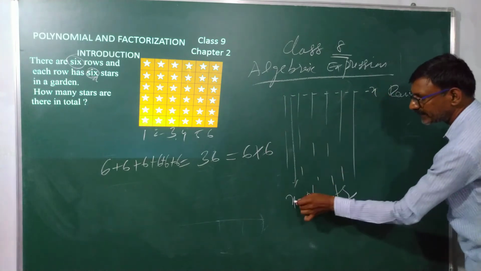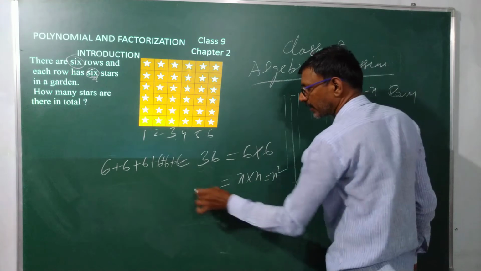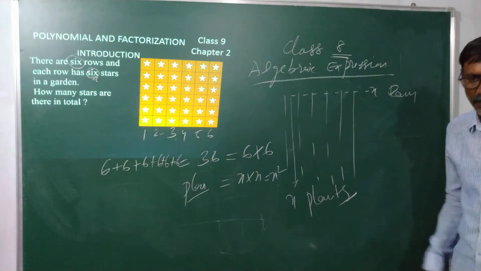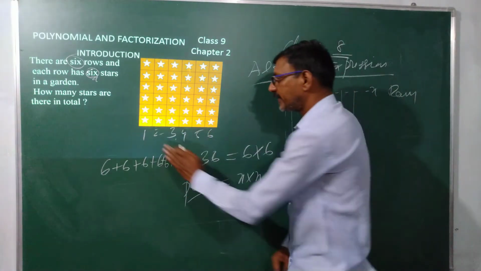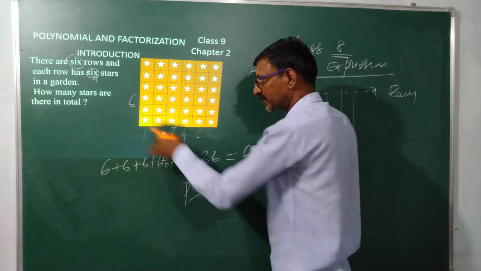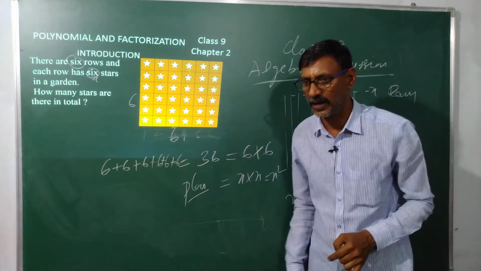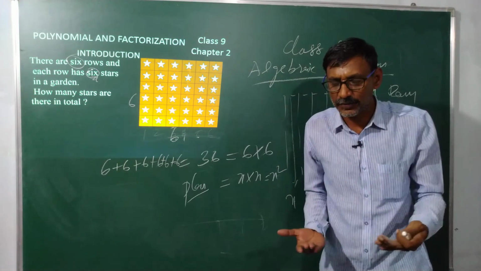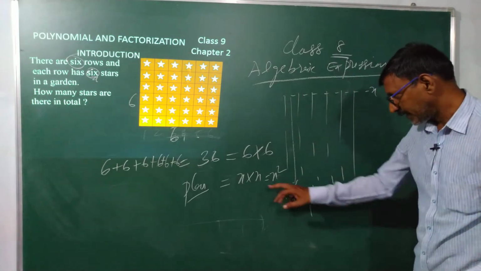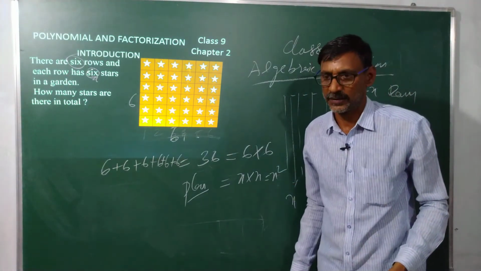Then x into x is equal to x square plants in the garden. Clearly, because there are x rows and they have x plants. 6 sixes are 36 stars in this garden. When 6 is replaced by x, we get x into x, x square. This is my algebraic expression.